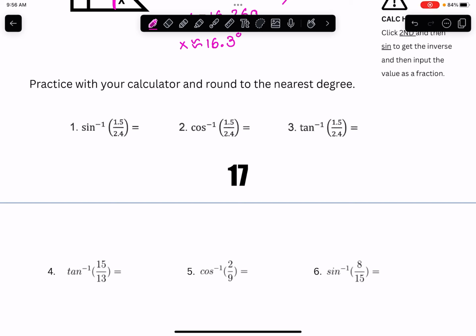Now the next couple, I'm just having you practice actually putting in the inverse. So you're going to do second sine 1.5 divided by 2.4. And if we round it to the nearest degree, it's 38.6, which turns into 39 degrees. Now, inverse of cosine, so second cosine 1.5 divided by 2.4, 51.3, so that rounds to 51 degrees. Then inverse of tan, 1.5 over 2.4, which gives us 32 degrees.